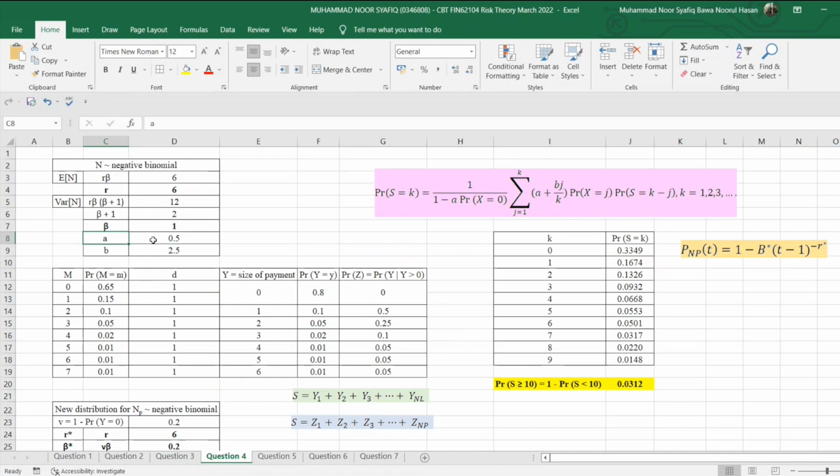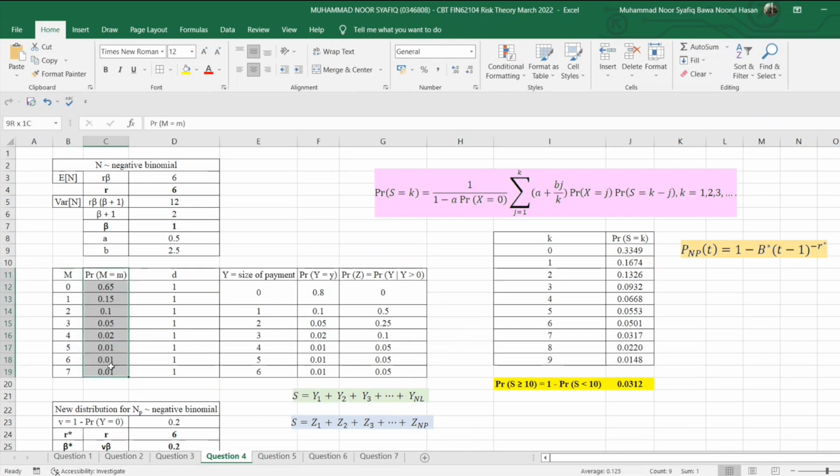For the negative binomial distribution, a is equal to beta over 1 plus beta. In this case, it's 1 over 2, which is 0.5. And b is equal to (r minus 1) times beta over 1 plus beta, so it is 2.5. Then I extracted the discrete distribution where M is equal to 0 to 7 and the probabilities are as follows.